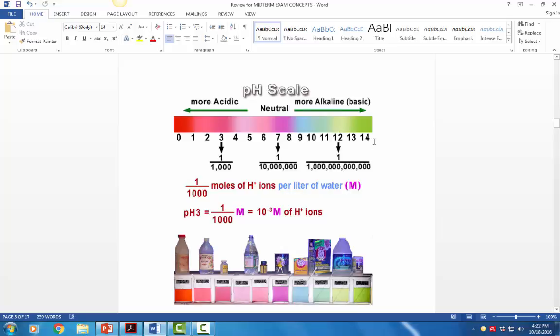So hydrogen ions and hydroxide ions are inversely related, which means if we have high hydrogen ions in a solution, we're going to have low hydroxide ions, and that substance is an acid. And if we have a high amount of hydroxide ions, which again is OH minus, then we're going to have a low number of hydrogen ions, and that substance is a base.